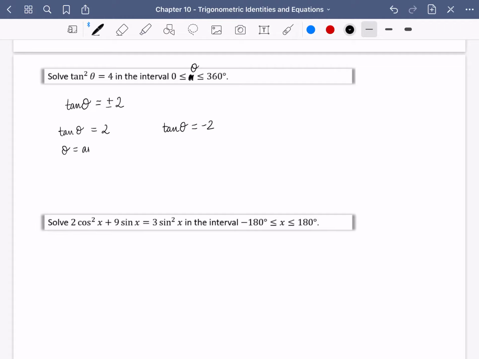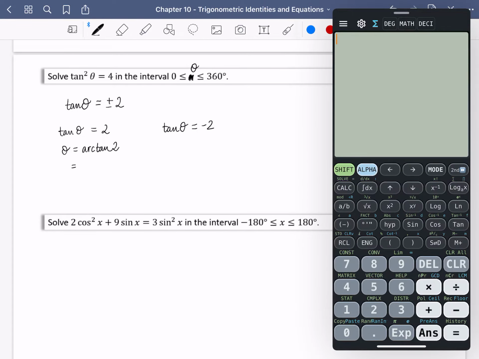So theta is going to be the inverse tan or arctan of 2. Let's grab my calculator. So we'll do the inverse tan of 2, and we get 63.4 degrees. And we know for tan, you can just add 180 onto that answer, and we get 243.4 degrees. And there's not going to be any more inside this region that we've got. Sometimes it's easier if we just draw a line so we can spot what's going on.